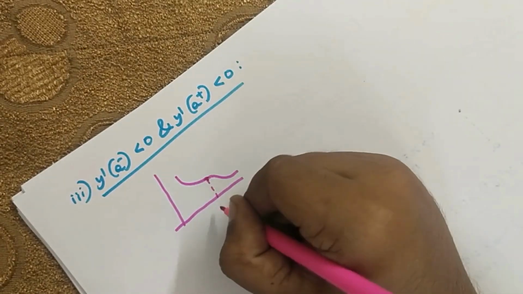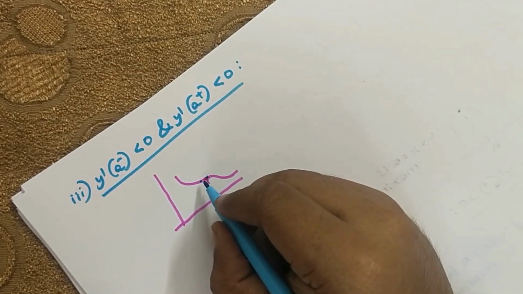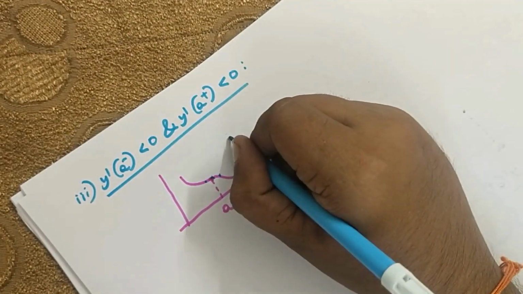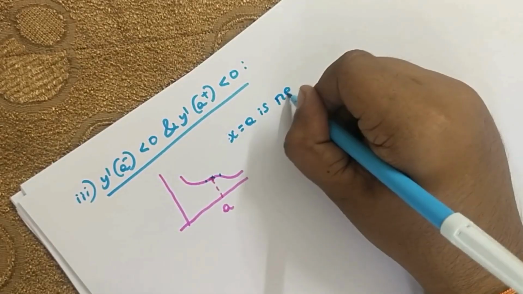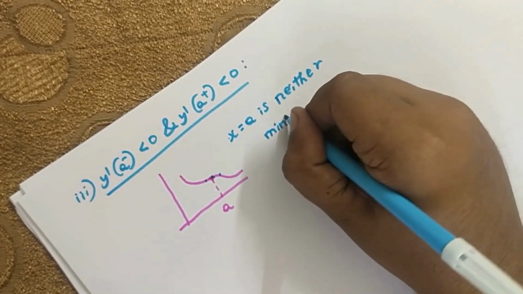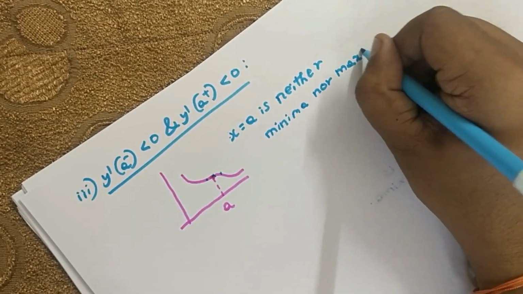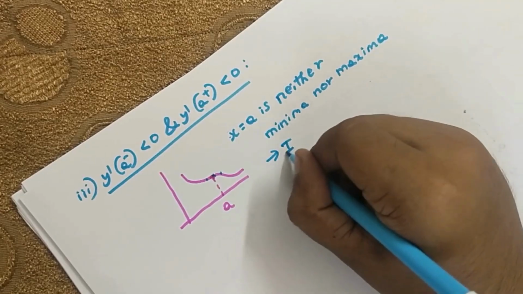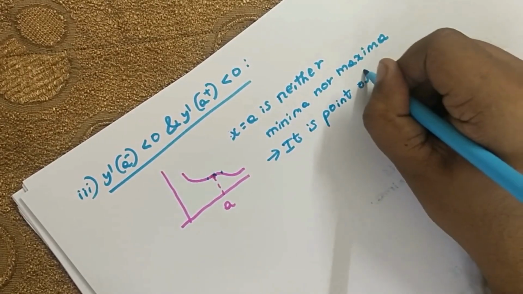So if this is point a, just before a the slope is less than 0 and just after a also the slope is decreasing. So here, x is equal to a is neither minima nor maxima, clearly visible. It is in between minima and maxima. So x is equal to a is neither minima nor maxima. Such cases are called a point of inflection.